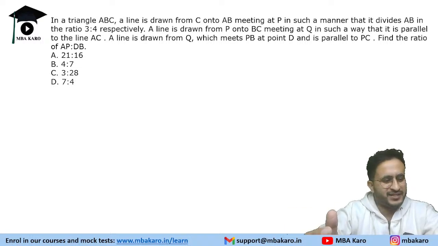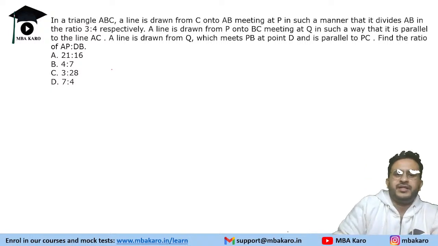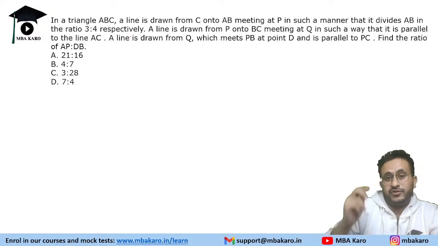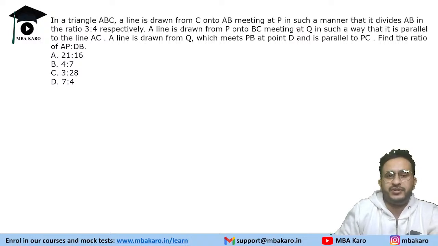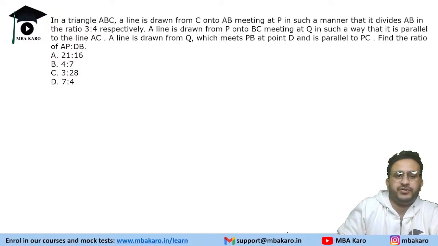Okay, so let's come back to solving this question. In a triangle ABC, a line is drawn from C onto AB meeting at P such that it divides AB in the ratio 3:4 respectively. A line is drawn from P into BC meeting at Q such that it is parallel to line AC. A line is drawn from Q which meets PB at point D and is parallel to PC. Find the ratio AP to DB.